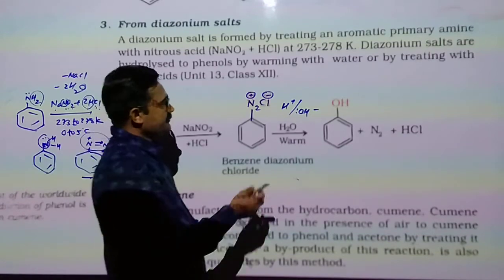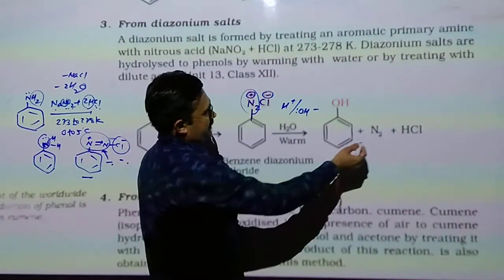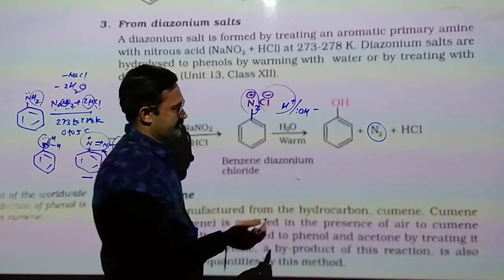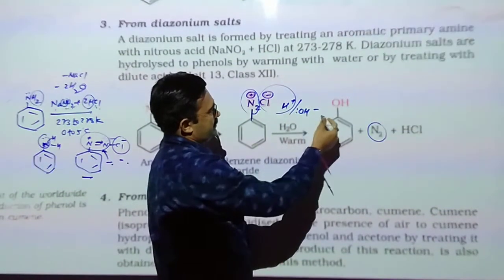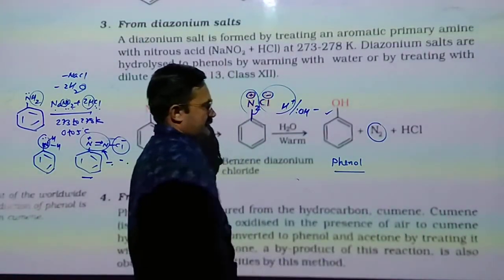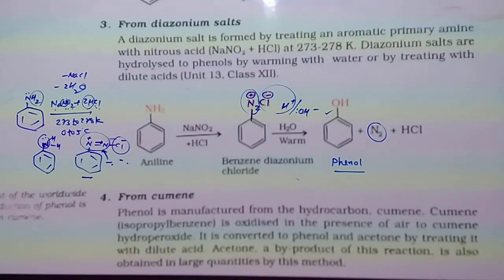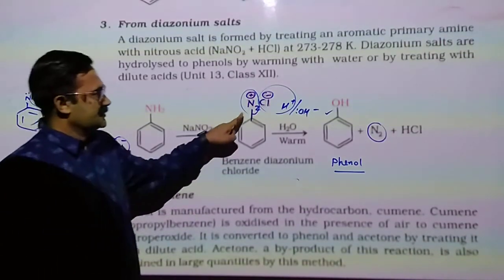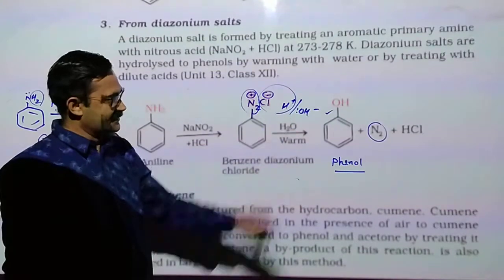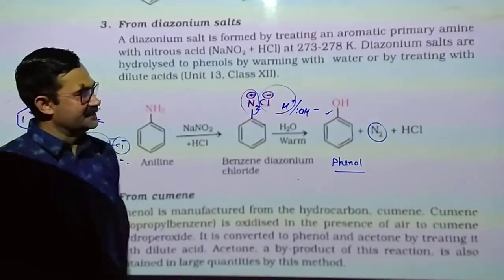So now 2 nitrogen removes as N2 gas, H with Cl as HCl. Now OH combines on the benzene ring. So it gives a phenol. OH combines, phenol forms, 2 nitrogen as N2 gas, H and Cl as HCl.